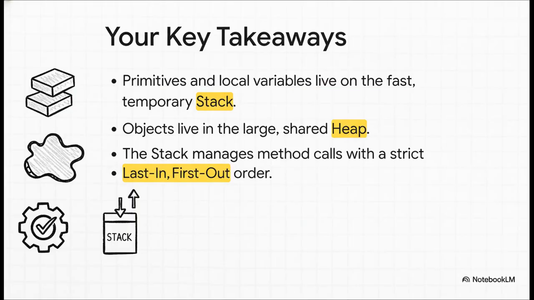So let's wrap this up. The key things to burn into your brain are primitives and those little reference variables live on the fast, temporary stack. The actual objects themselves live in the big, shared heap. The stack is all about managing method calls, last in, first out. And knowing this isn't just theory. If you create way too many objects on the heap, you'll make the garbage collector work way too hard and slow your app down. And if you have a bug where a method calls itself over and over, you'll run out of stack space and get that infamous Stack Overflow error.